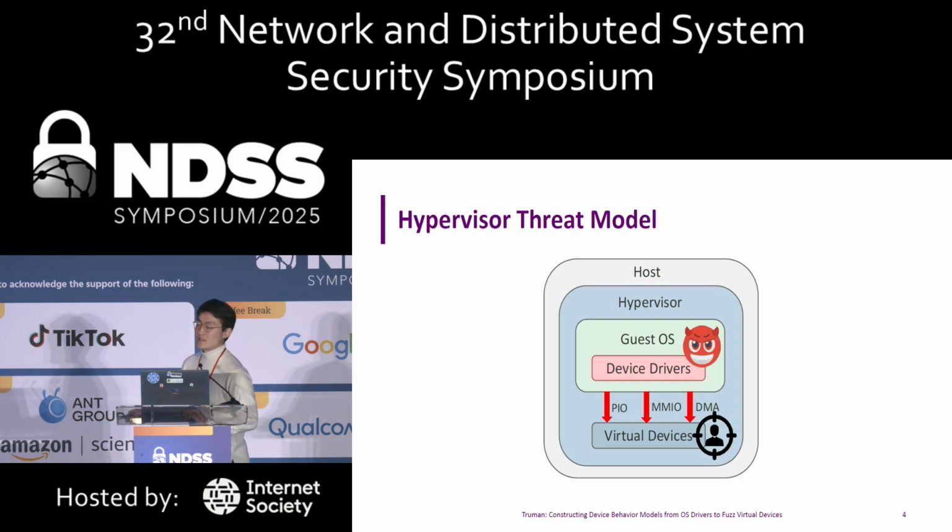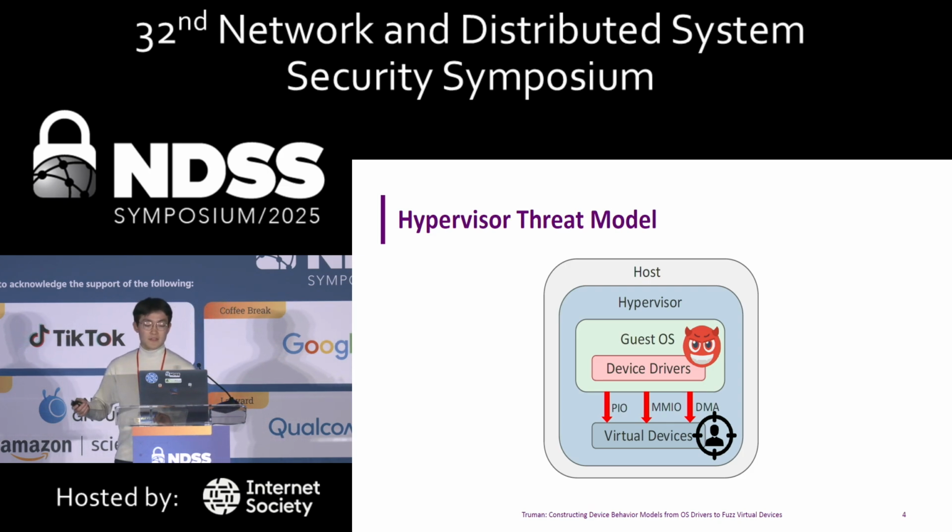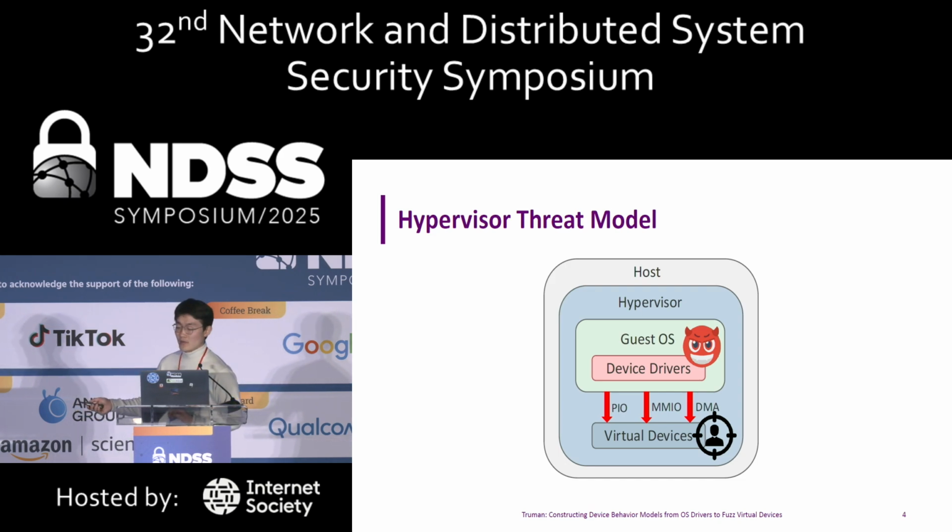Building on the structure introduced earlier, these slides illustrate how vulnerabilities in virtual devices can be exploited by attackers. A malicious guest OS can target virtual devices using flaws in mechanisms such as PIO, MMIO, or DMA. For example, an attacker might craft malicious inputs that exploit how a virtual device processes messages. This could lead to memory corruption, allowing the attacker to execute arbitrary code.